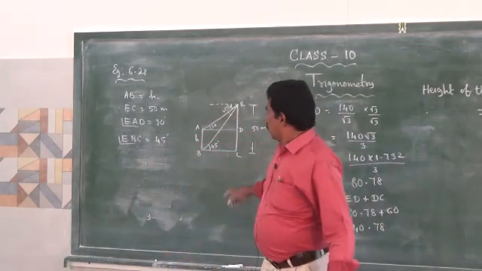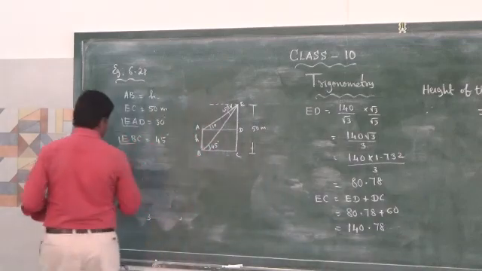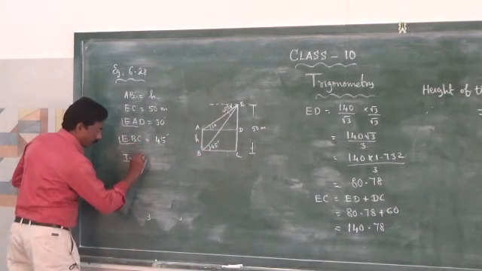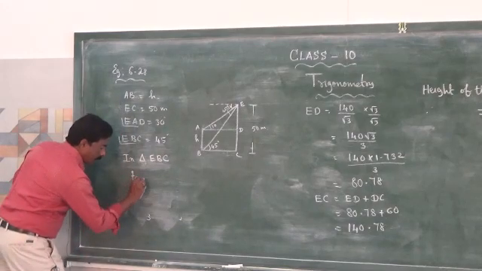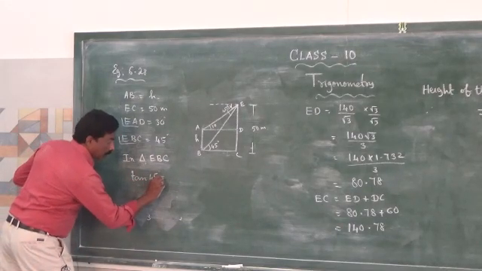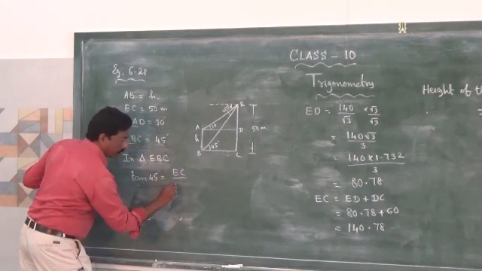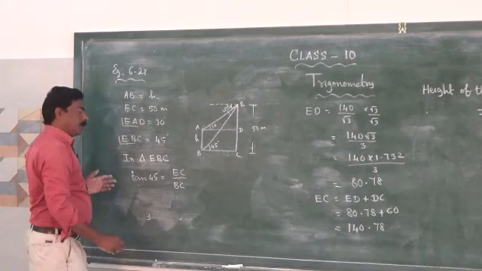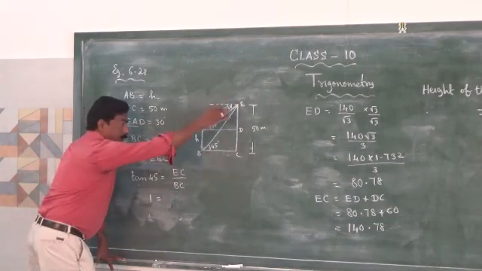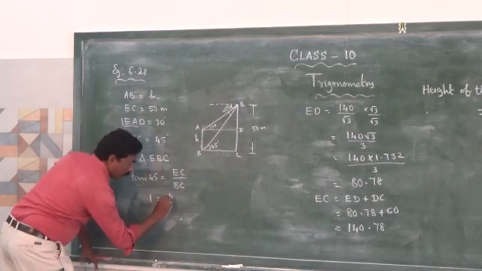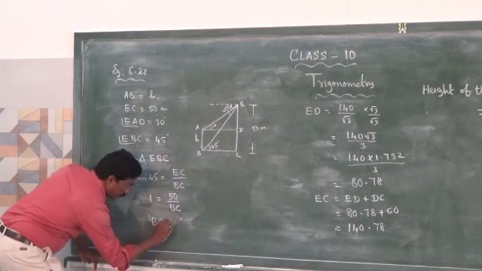So in triangle EBC, tan 45 is equal to opposite by adjacent. Opposite is EC by BC. The value of tan 45 is 1. So 1 is equal to EC, whose value is given. EC is 50. 50 by BC, or BC is equal to 50.